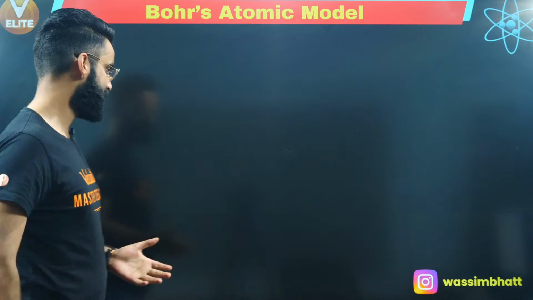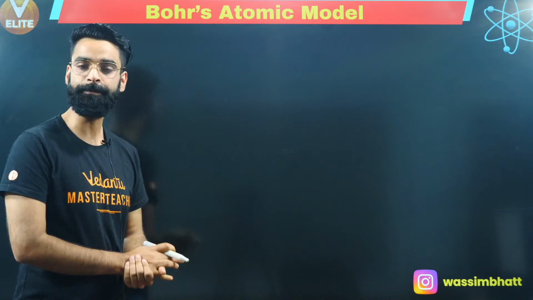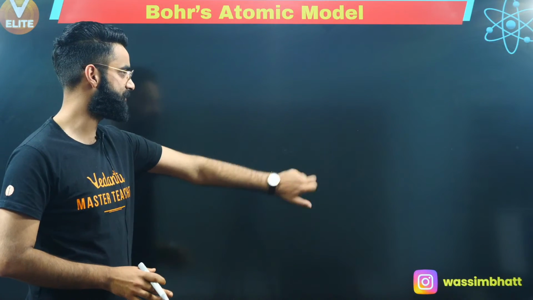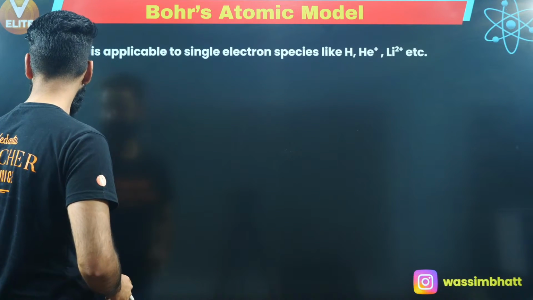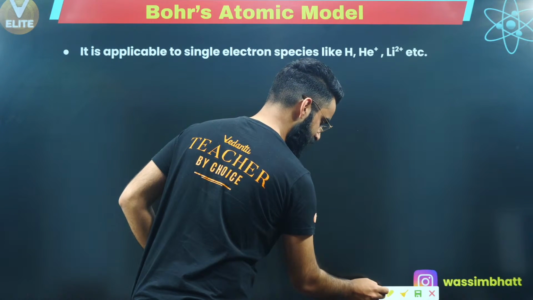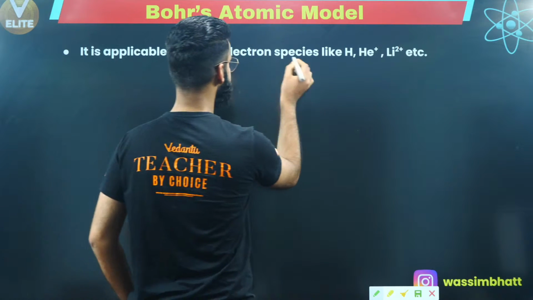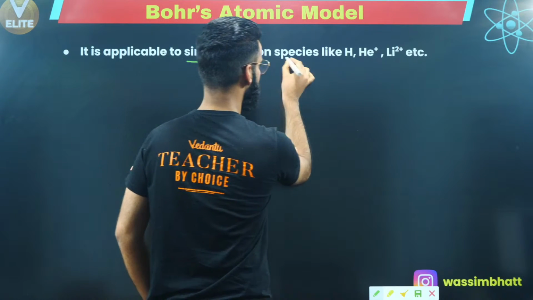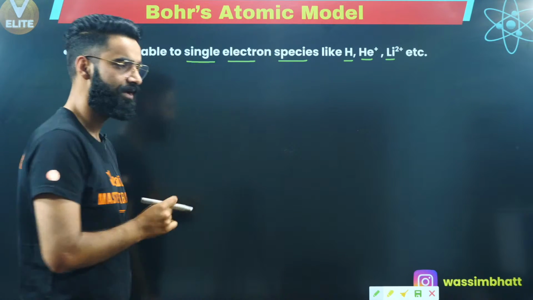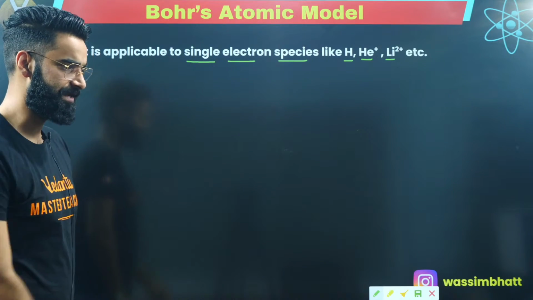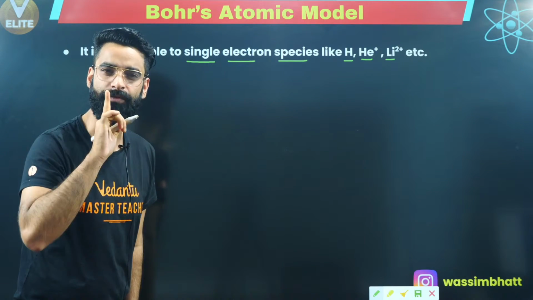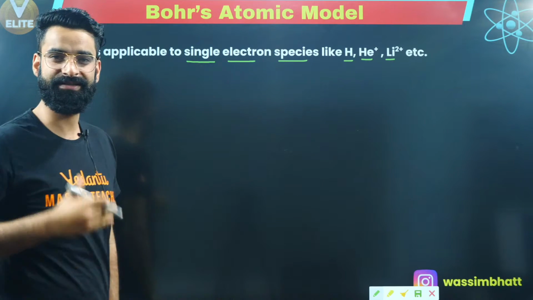First of all, the first point which I would like to share with you: Bohr's atomic model is applicable to single electron species. Point number one, Bohr's model is applicable to single electron species like hydrogen, He positive, Li di positive. Now the point is, what are single electron species? Any species which contains just one electron is what I'll call a single electron species.